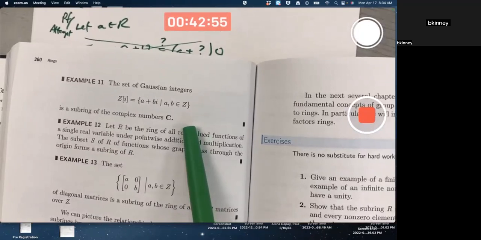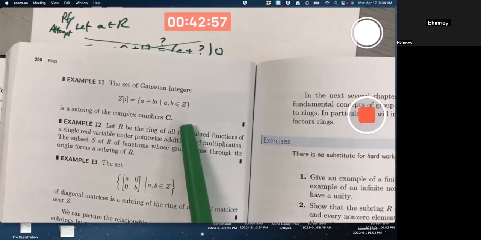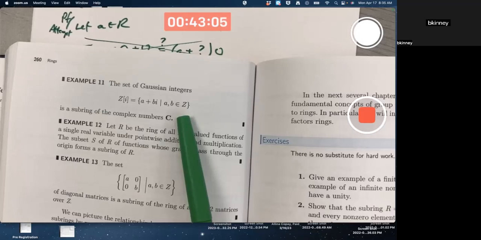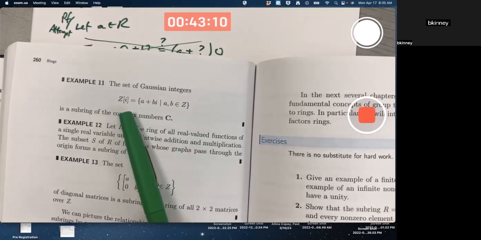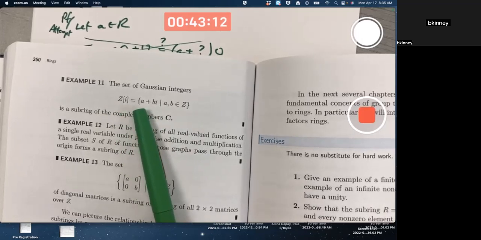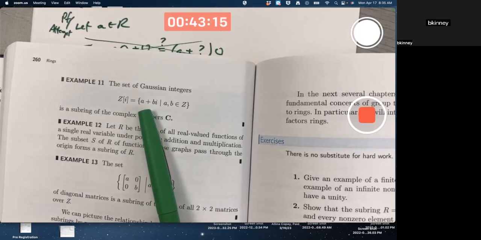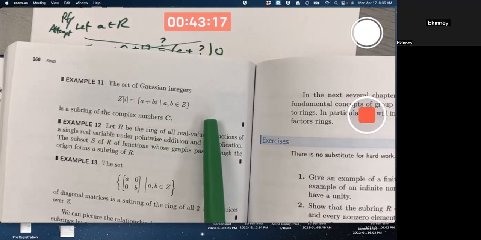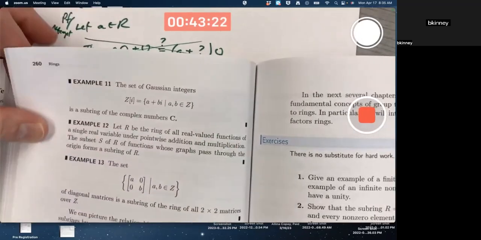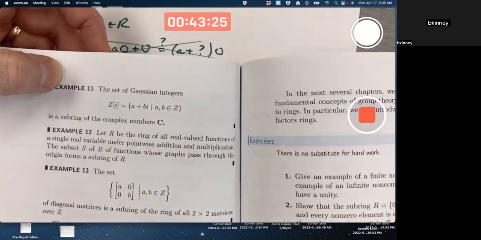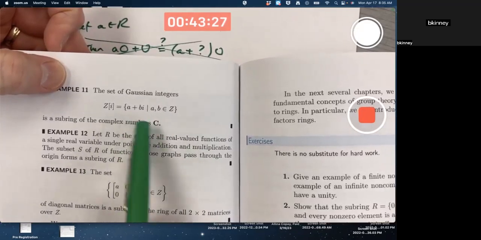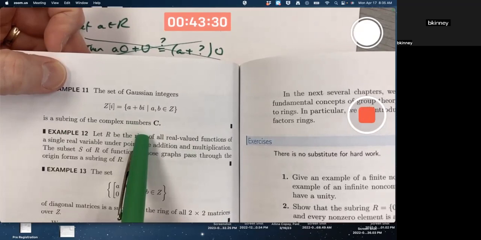This example is a little strange, especially the name. It's called the Gaussian integers. But guess what? i is the imaginary unit from the complex numbers. i squared does equal -1. Z[i] is the collection of all complex numbers of the form a plus bi, where a and b are integers. This is a ring. In fact, it's a commutative ring with unity. The unity is 1 plus 0i, and it is a subring of the complex numbers C.